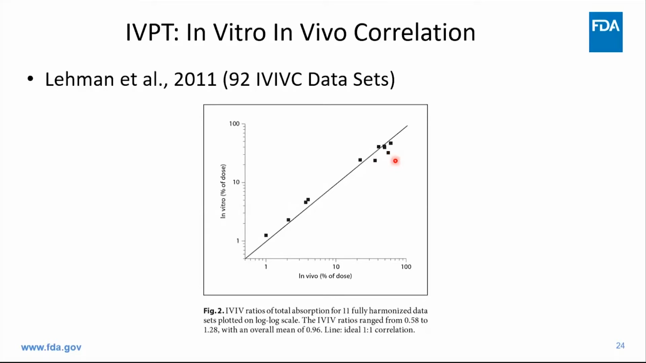And when you look at just that subset where the study designs were harmonized, the correlation is now much closer to that ideal line. And also the range for the in vivo to in vitro ratios now was 0.58 to 1.28. So not even a twofold difference in this case. And the overall mean was about 0.96.